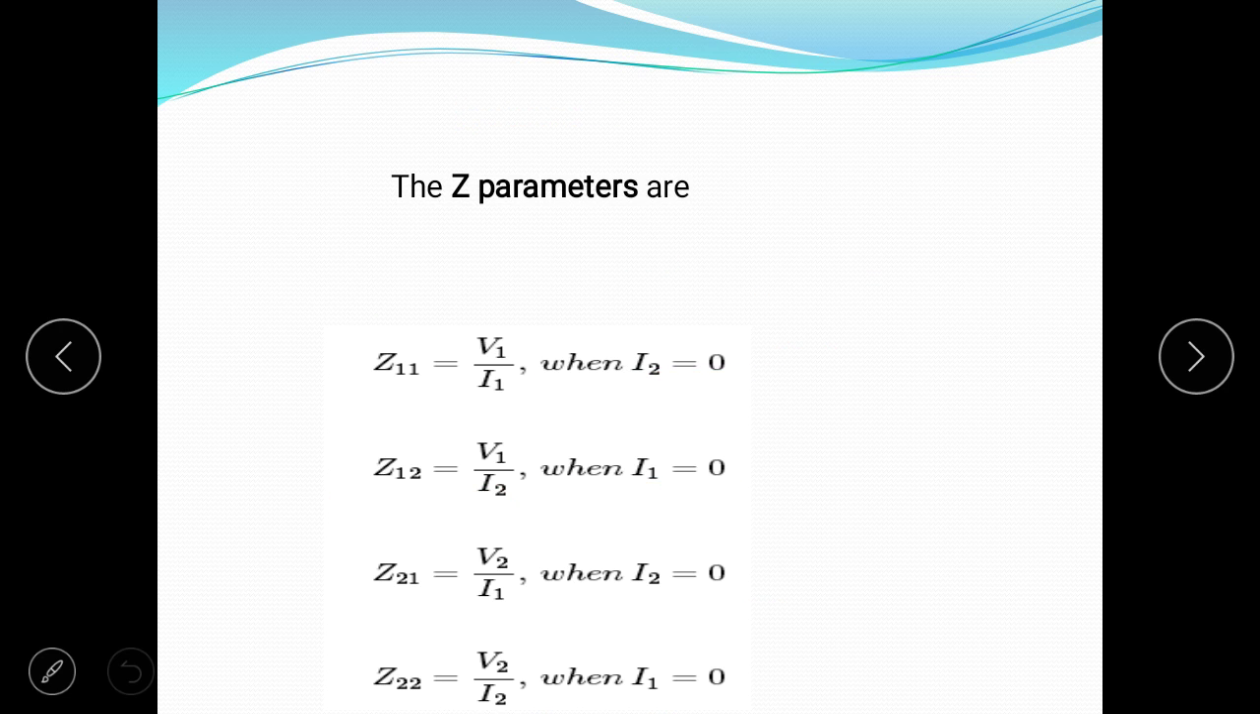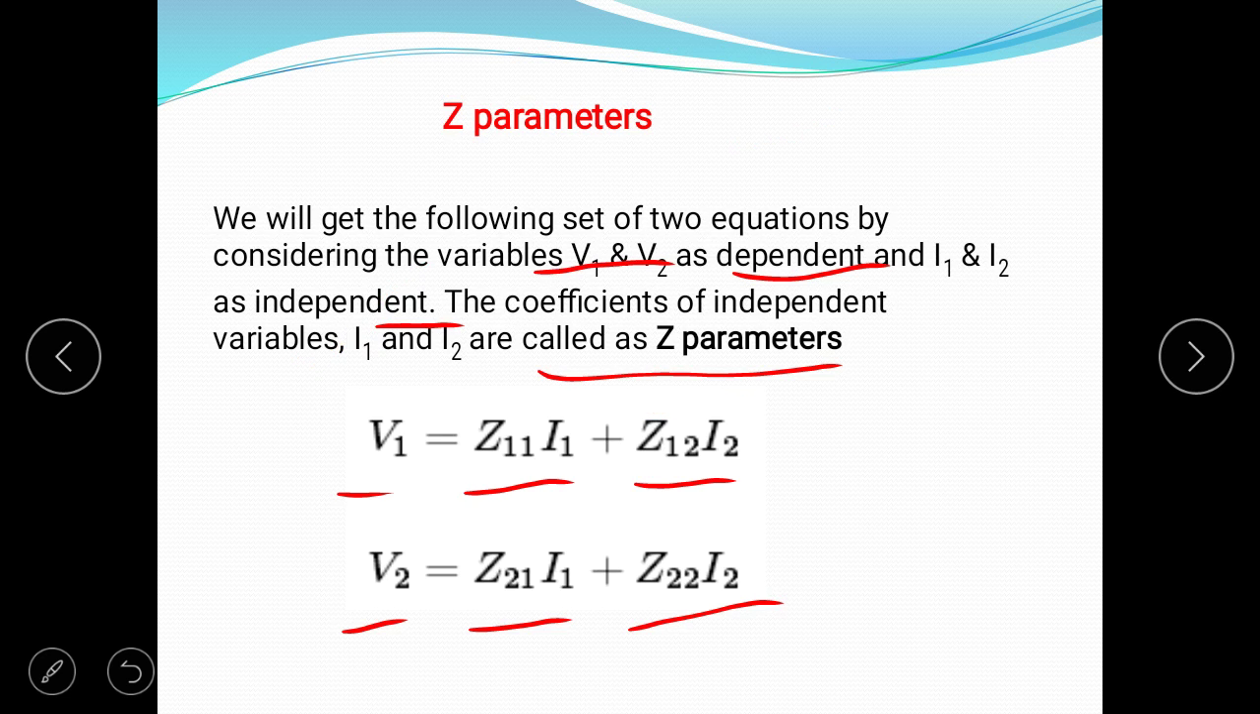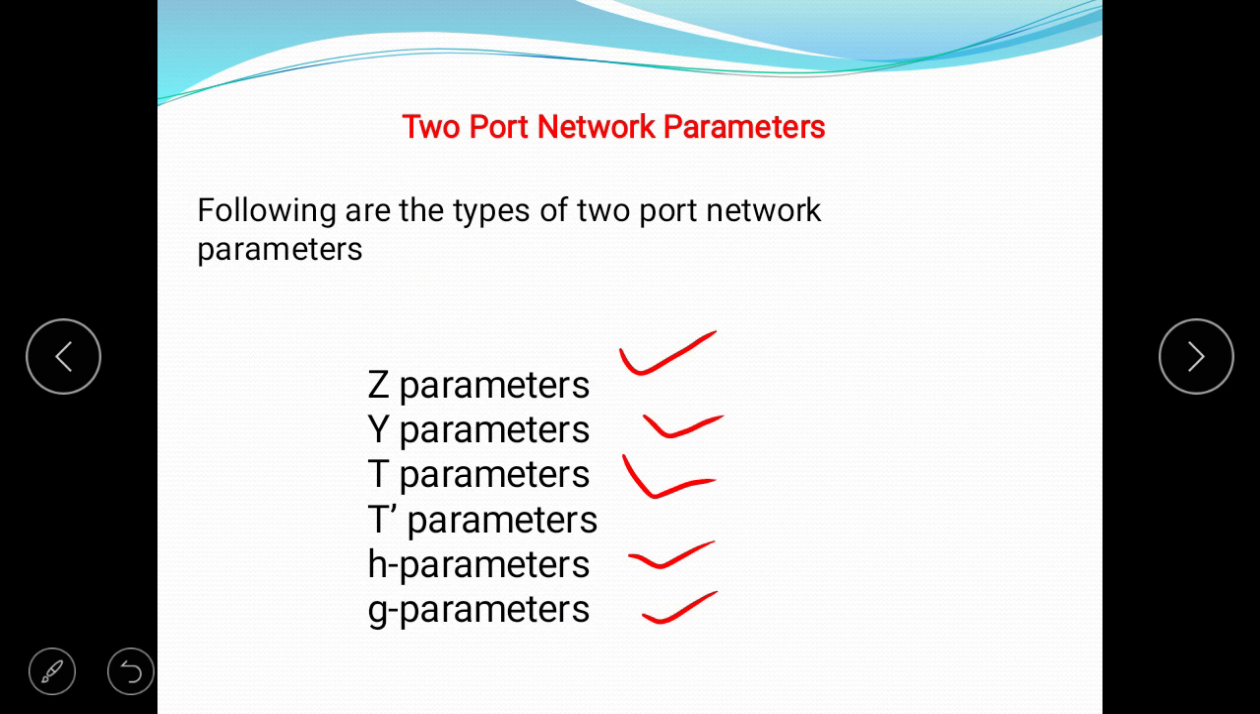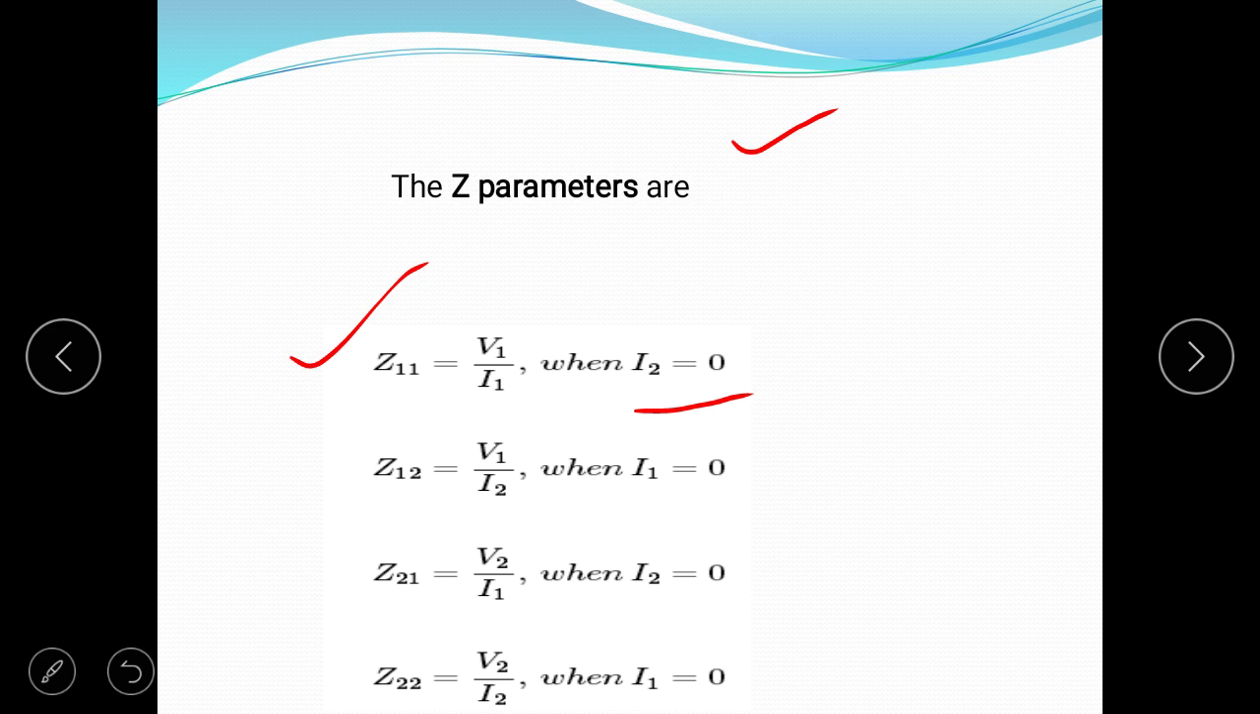So the Z parameters are Z11 is equal to V1 upon I1 when I2 is equal to 0. Means the value of Z11 in the given network can be obtained when the value of current I2 in the network is 0 and the ratio of V1 to I1 represents Z11. Similarly, it is also known as open circuit parameter.